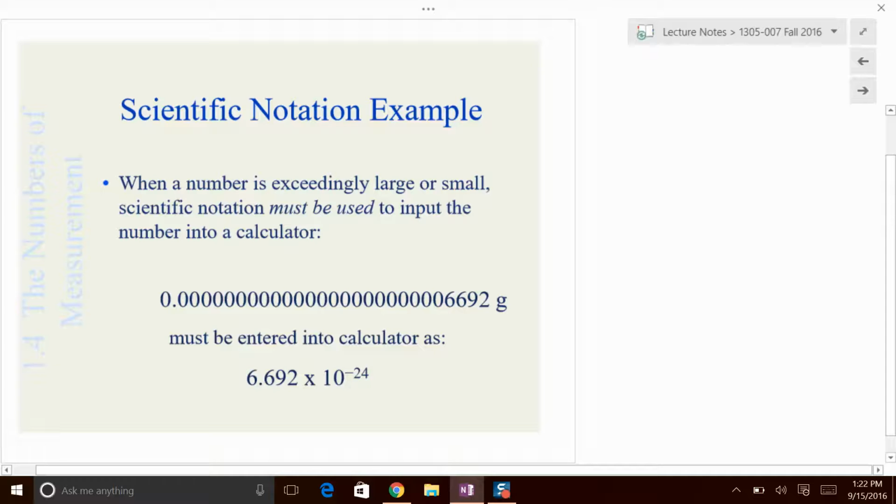Okay, so here's a pretty large number. 1, 2, 3, 4 significant digits in that number, so I have to put all 4 of them into my number. Okay, and I started here and moved it 1, 2, 3, 4, 5, 6, 7, 8, 9, 10, 11, 12, 13, 14, 15, 16, 17, up to 24. Okay? So I get to the negative 24. 6.692 times 10 to the negative 24. Okay?